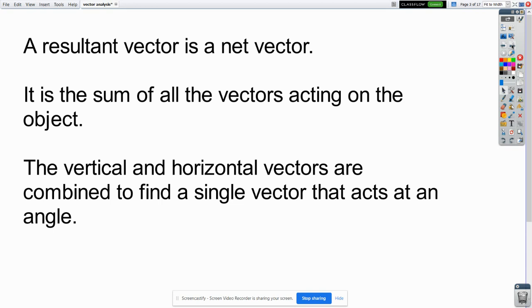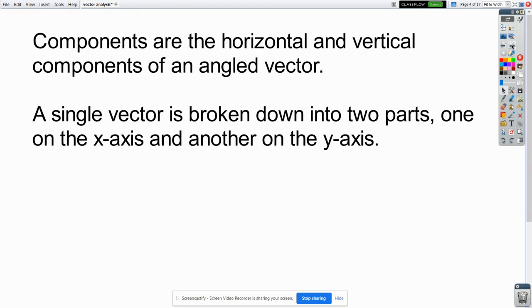The vertical and the horizontal vectors are combined together to find a single vector that more accurately describes the displacement of that object in this case. Components are when you take an angled vector and break it down into its x and y, or its horizontal and vertical parts. So again, we can talk about motion, we can talk about velocity, for example.